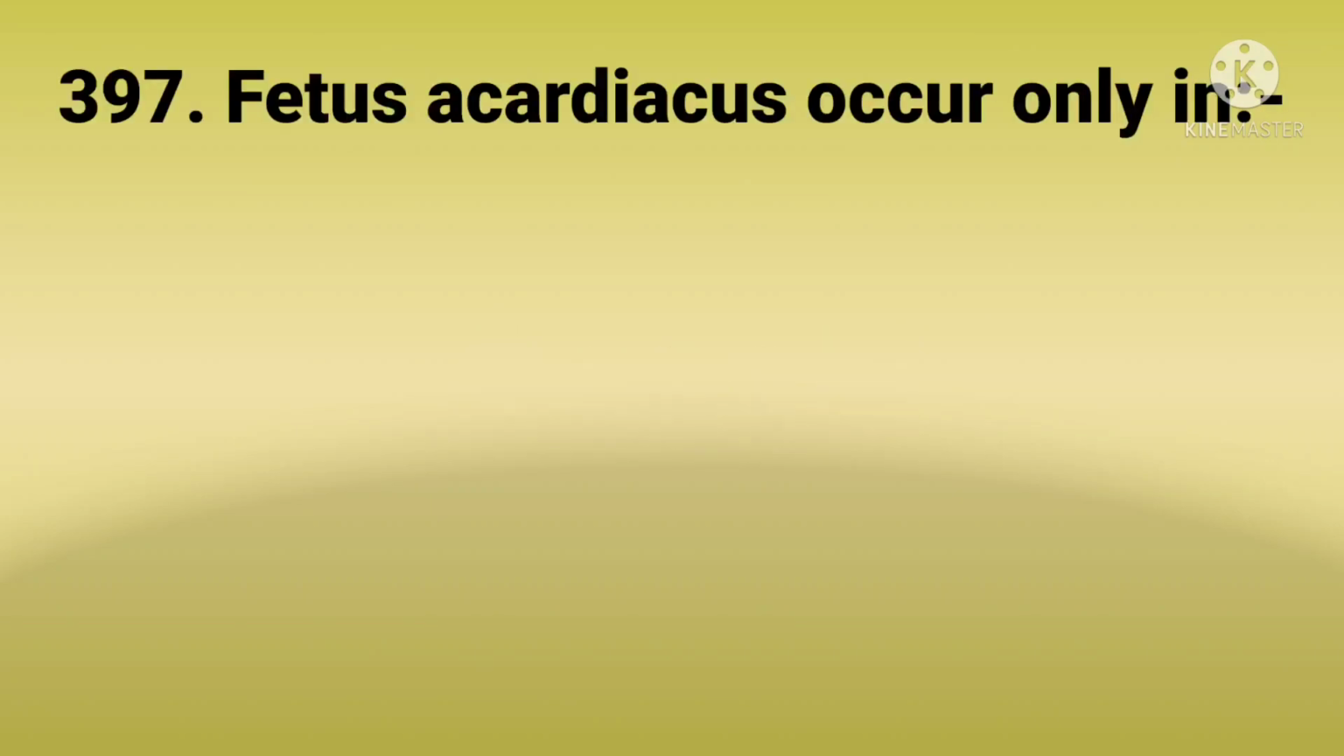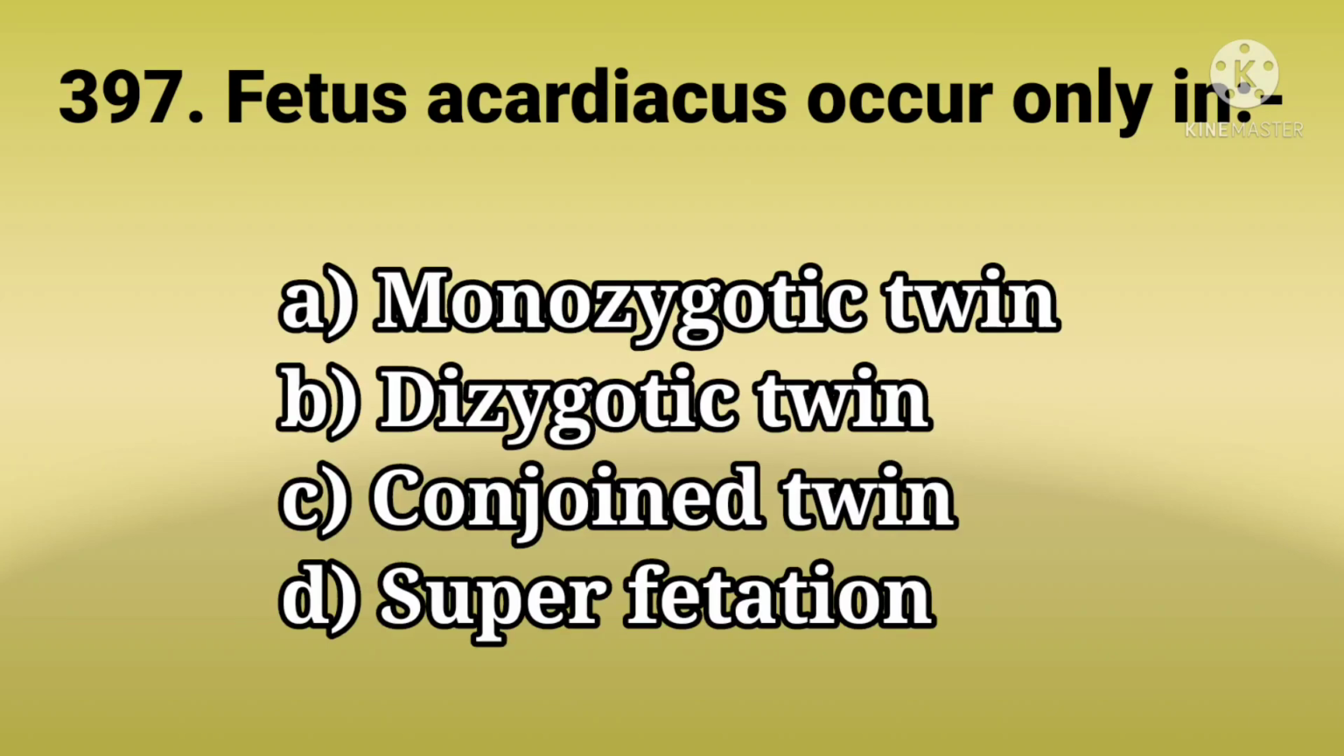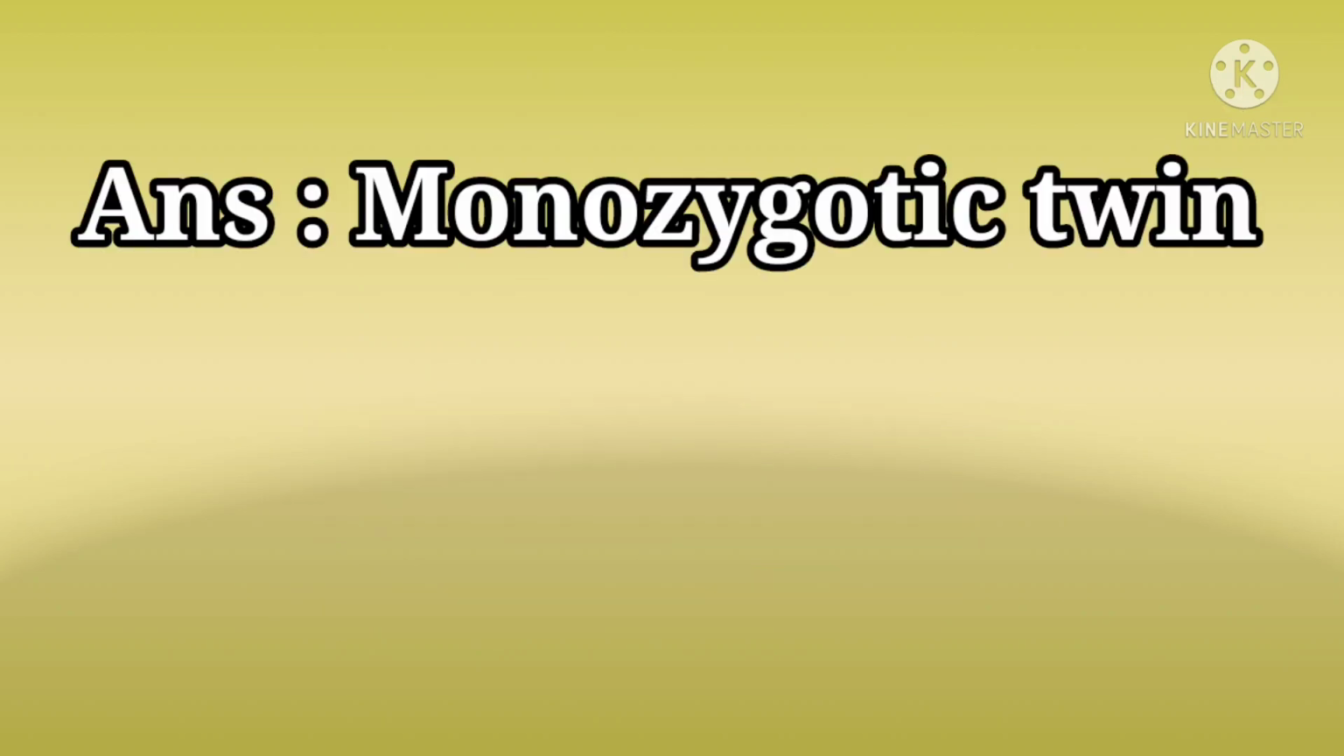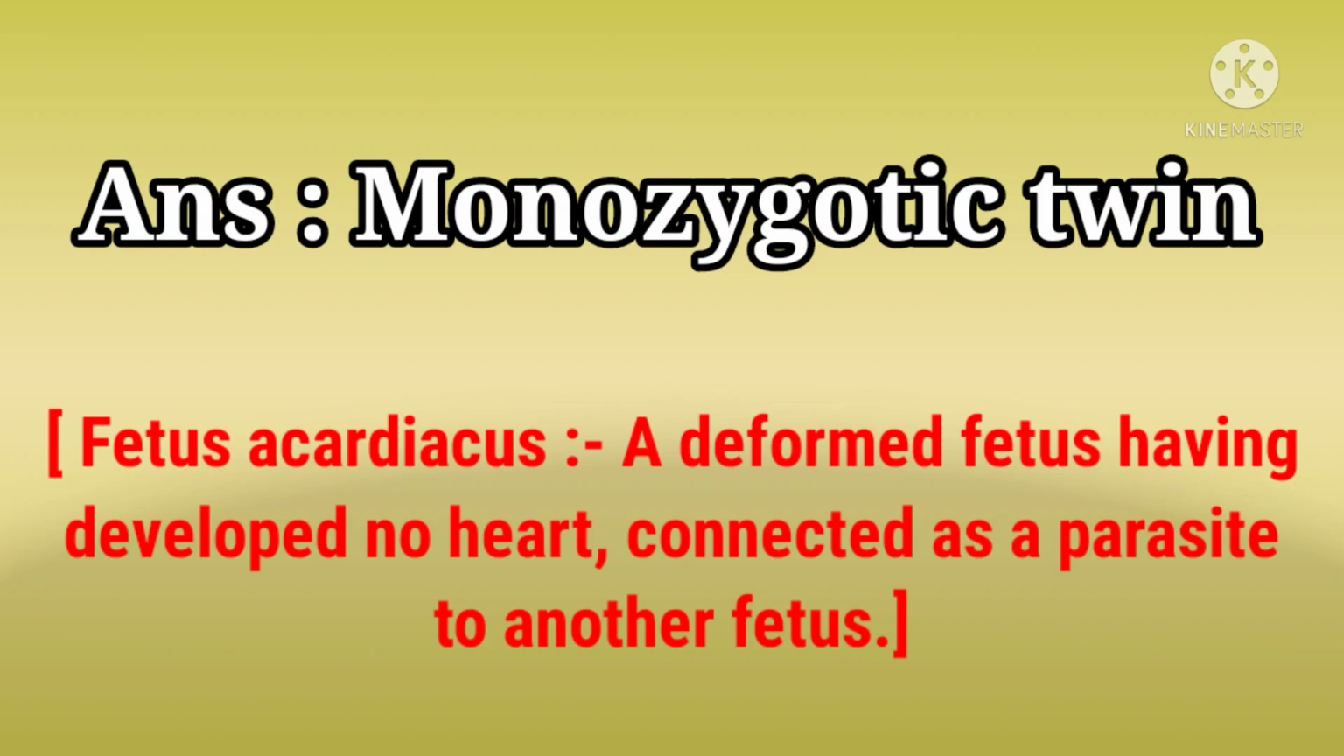The next question, fetus acardiacus occurs only in? The options are monozygotic twin, dizygotic twin, conjoined twin, and superfetation. And the answer is monozygotic twin. Fetus acardiacus means a deformed fetus having developed no heart and connected as a parasite to another fetus.